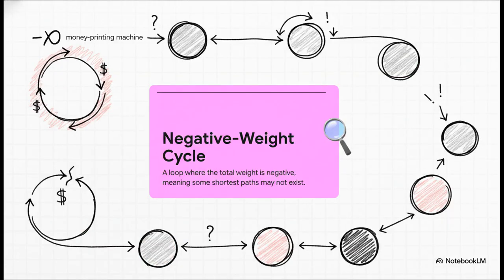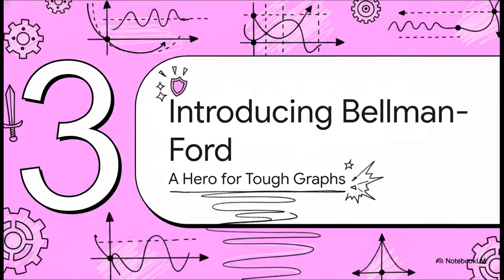And that brings us to the main villain of this story, the negative weight cycle. Just imagine finding a loop in the graph where if you add up all the weights, the total is negative. You've basically found an infinite money glitch. You could just go round and round that loop forever, making your path cost smaller and smaller and smaller, all the way to negative infinity. At that point, the whole idea of a shortest path just breaks. It's a total paradox. So how do you deal with a paradox like that?